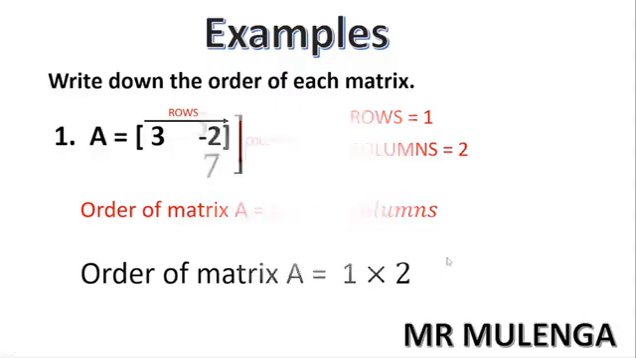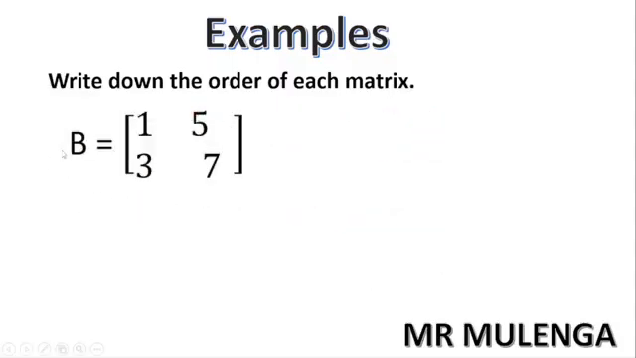We look at another example. So we have matrix B. So here on matrix B, we have this square matrix. A square matrix is a matrix that has the number of rows and the columns the same. So you can see this one. What is the order of this matrix? Look at the number of rows.